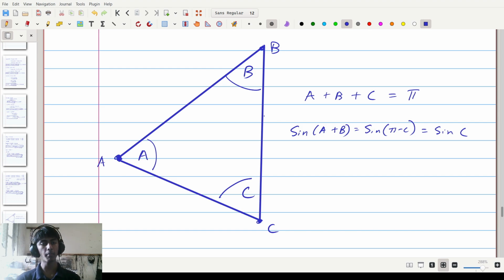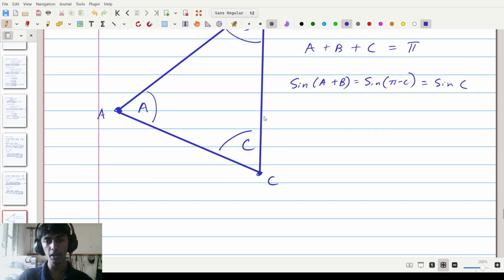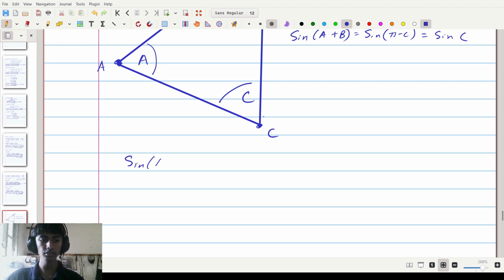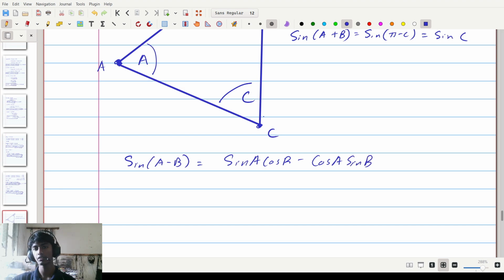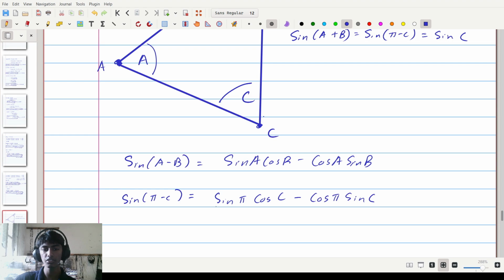We can also prove this property from our formula that we found earlier. Recall the sine of A minus B is equal to sine A cos B minus cos A sine B. So now, substituting sine of pi minus C into here, sine of pi minus C is equal to sine of pi times cosine of C, minus cosine of pi times sine of C. So here the sine of pi is 0, so 0 times the cosine of C, minus the cosine of pi, which is negative 1, times the sine of C. So solving this, we get that the sine of pi minus C is equal to 0 times cosine of C, which is 0, minus negative sine of C, which is just sine of C. So therefore sine of pi minus C is equal to sine of C.